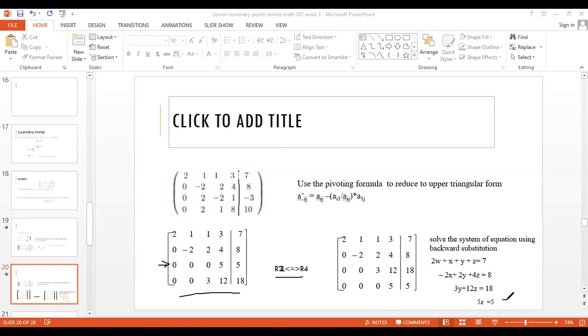Clearly, we can see that Z is equal to 1. Okay, 1Z is equal to 1. Then it means we have 12 times 1, which is 12. We take it to the other side. That should give us what? That should give us 6. And then 3y is equal to 6, which implies that y is equal to 2.